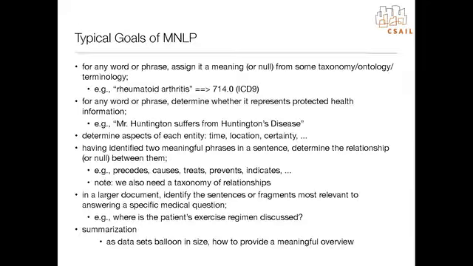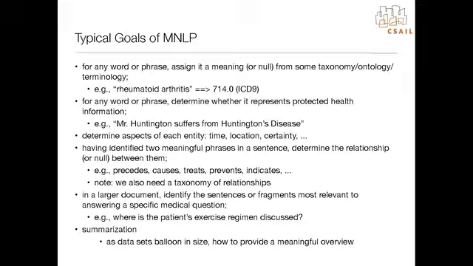You want to determine aspects of each entity, its time, its location, its degree of certainty. You want to look for relationships between different entities that are identified in the text. For example, does one precede another? Does it cause it? Does it treat it, prevent it, indicate it, et cetera? So there are a whole bunch of relationships like that that we're interested in.